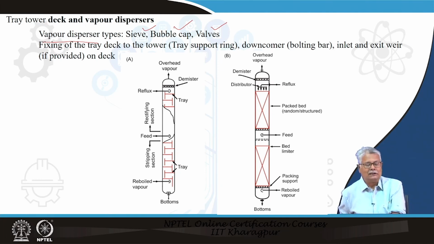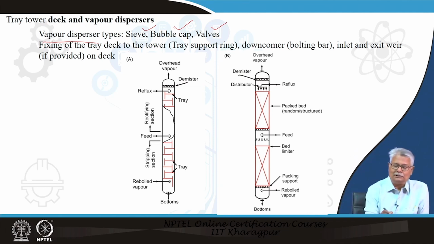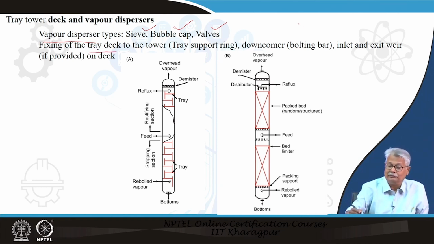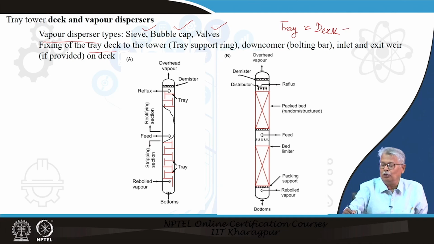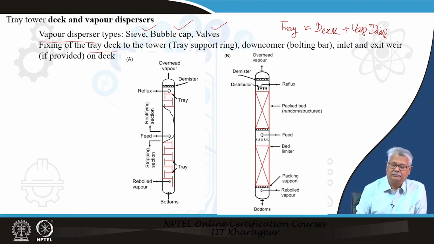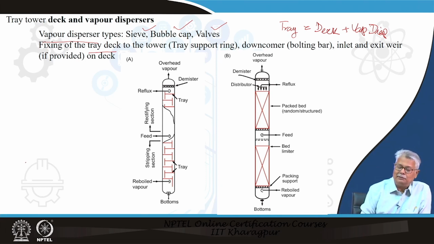If we look at all the towers, what are the things common? The first thing is we can have a look at the trays are fixed. That means, we are talking right now about the tray deck. If you are talking about a tray, tray is basically the deck on which the vapor disperser is arranged. The tray normally will be fixed to the tower. It usually is bolted to a support ring.